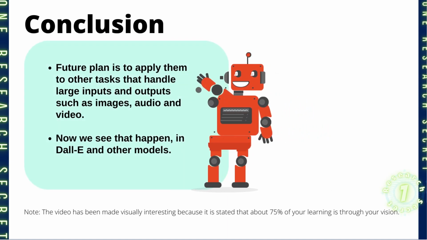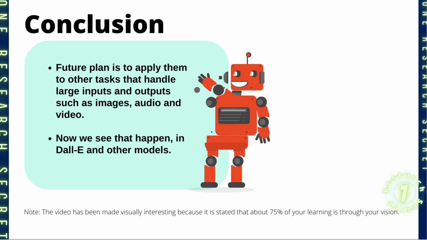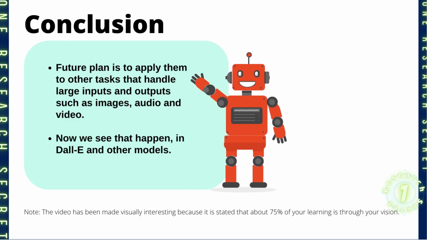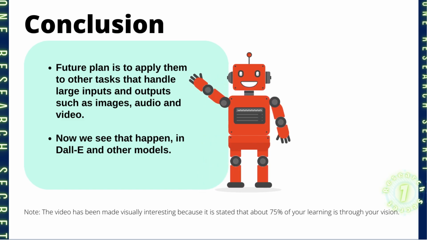Alright, congratulations! You have understood the intuition and the explanation for the super important transformer model. In the paper, they stated that the future plan is to apply them to other tasks that handle large inputs and outputs such as images, audio, and video. Now we see that happen in DALL-E and other models.